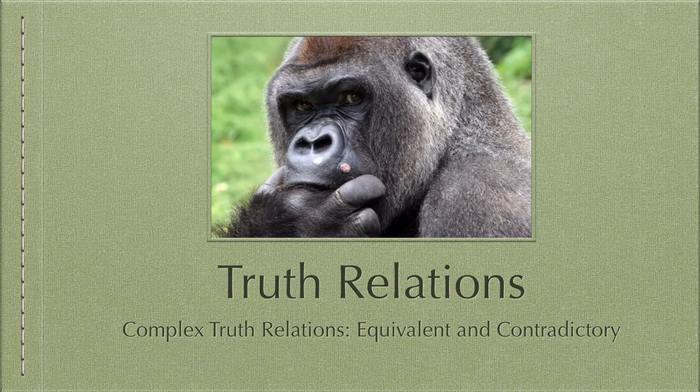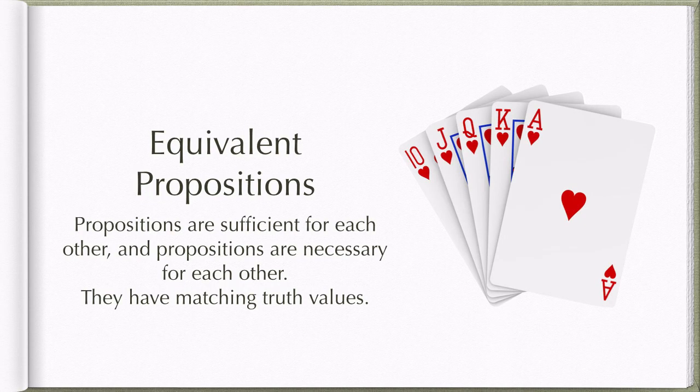Welcome to the first video on complex truth relations. If you have not watched the video on basic truth relations, do that first. Complex truth relations are truth relations composed of two basic truth relations. This video covers equivalent, which is the combination of sufficiency and necessity, and contradictory, which is the combination of contrary and subcontrary. Equivalent propositions are propositions that are sufficient and necessary for each other.